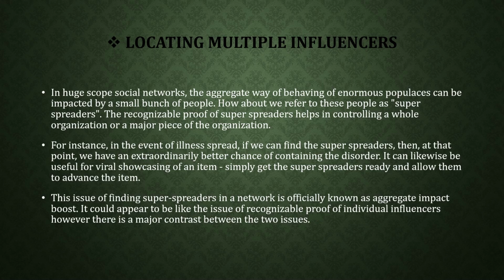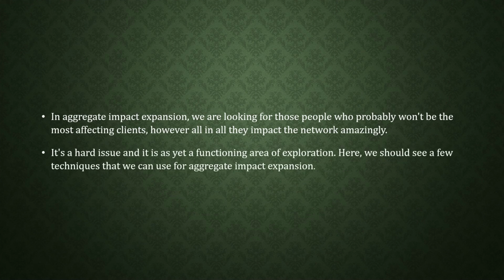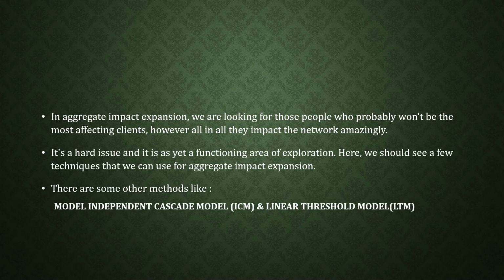This problem of finding super spreaders in a network is formally known as collective influence maximization. It might seem similar to the problem of identification of individual influencers. But there is a major difference between the two problems. In collective influence maximization, we are looking for those individuals who might not be the most influential users. But all in all, they influence the network tremendously. It's a hard problem, and it is still an active area of research.